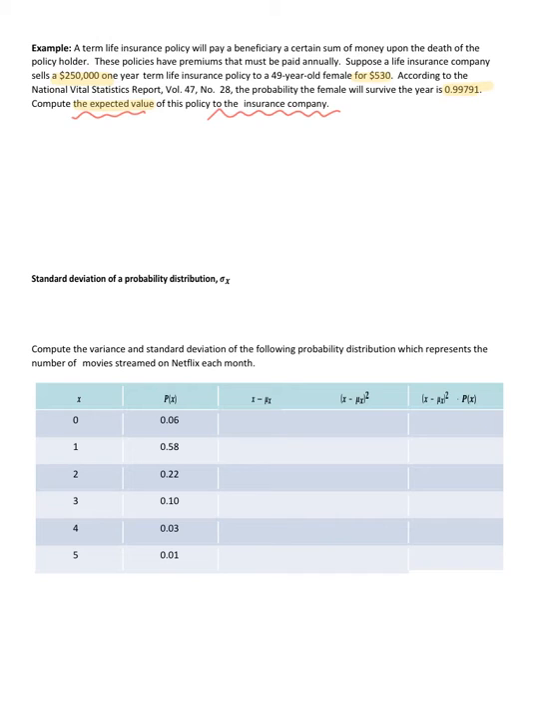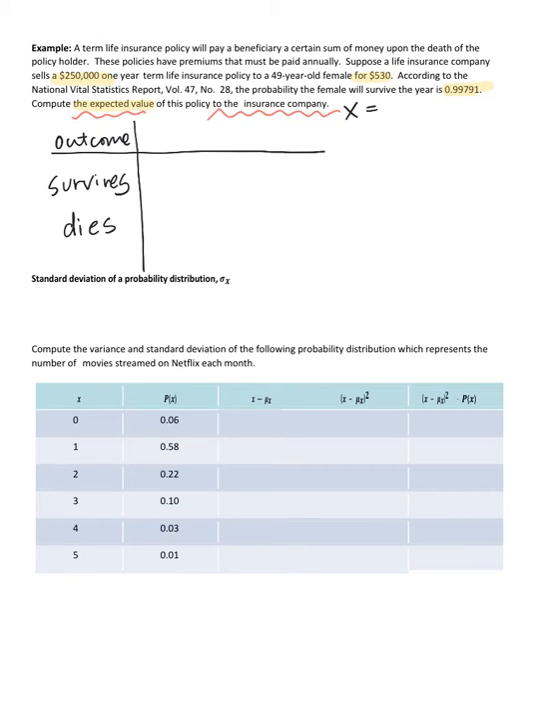We want to know the expected value of this policy. Well, it depends on what happens to the customer, right? So let's look at the qualitative variables first. Okay, so I'm going to make a little table here. There are two possible outcomes. The first one will be the client survives, and the other outcome will be the client dies. And we're going to let X, our random variable, be the payout. Payout will be that money gained or lost. It depends, right?